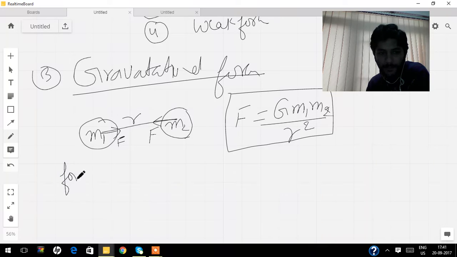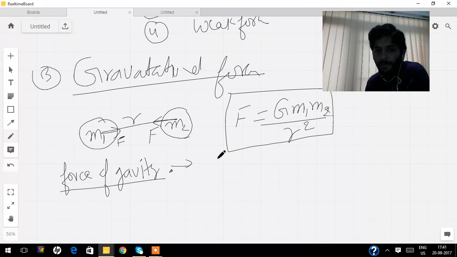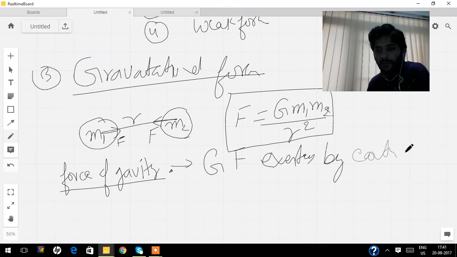Now in this particular chapter, the laws of motion, we will be talking about the force of gravity. Gravity is nothing but a gravitational force only, but it is the gravitational force exerted by earth on its surrounding bodies. This force of gravity is also called weight.